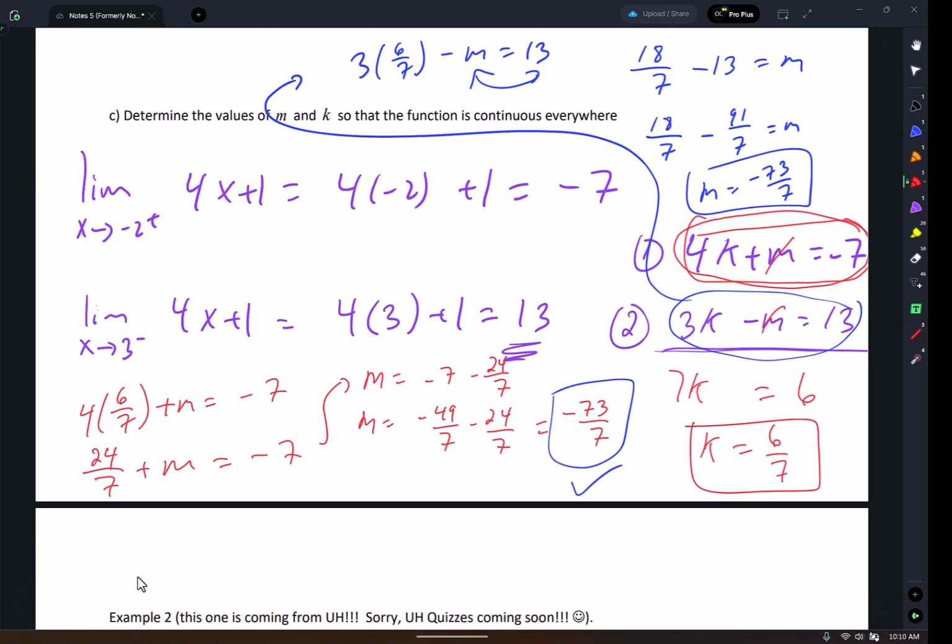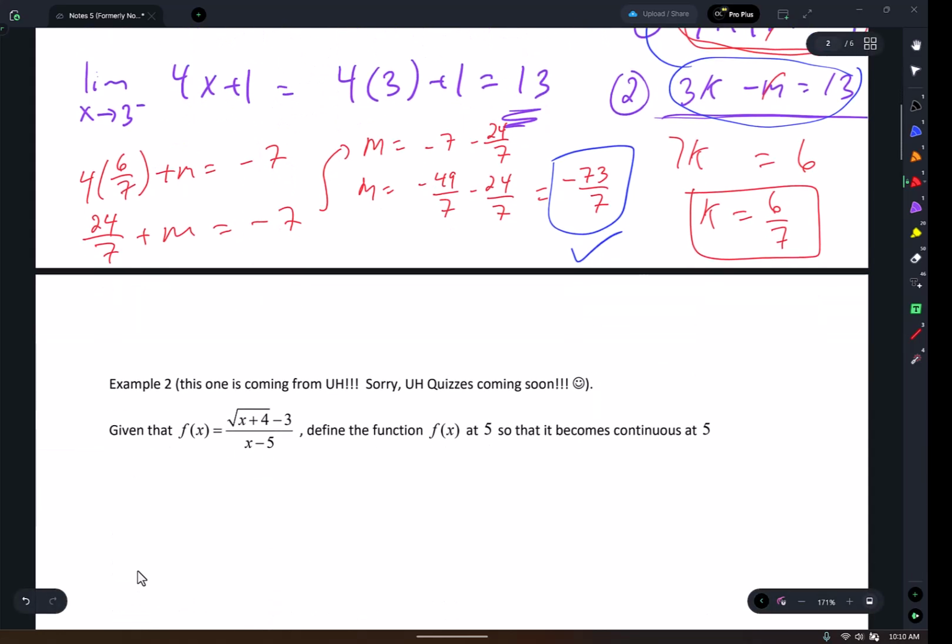Does everyone know what we're doing, guys? Okay, so what do? Limit from the left has to equal the limit from the right, which has to equal that function at that x value in order for it to be continuous. Cool? Okay, let's go to the next one.